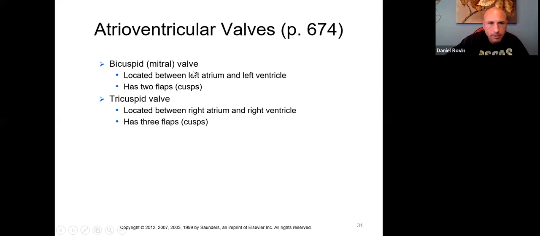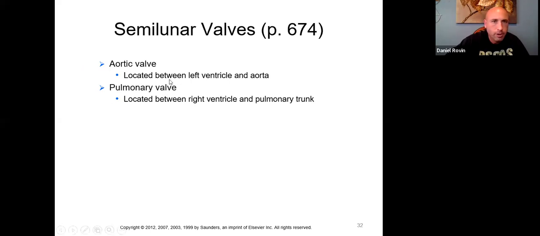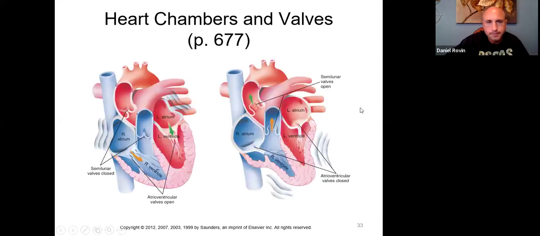So again, bicuspid is between the left side atrium and ventricle, and the tricuspid is between the right side atrium and ventricle. Those are atrioventricular. But semilunar, half moon valves, again, they're flimsy. They're named for the vessel they go into, the aorta or the pulmonary trunk. Here are the AV valves. Again, there's the tricuspid look. And then the semilunar valves.